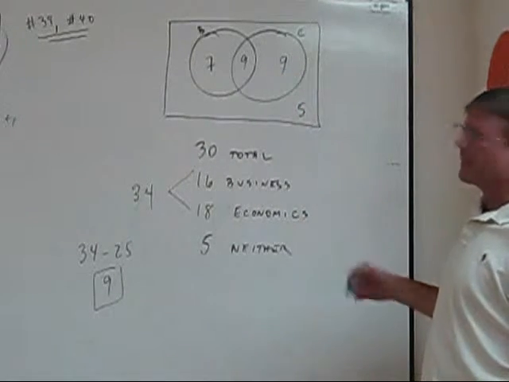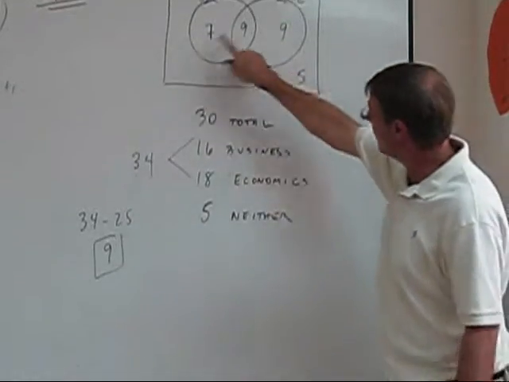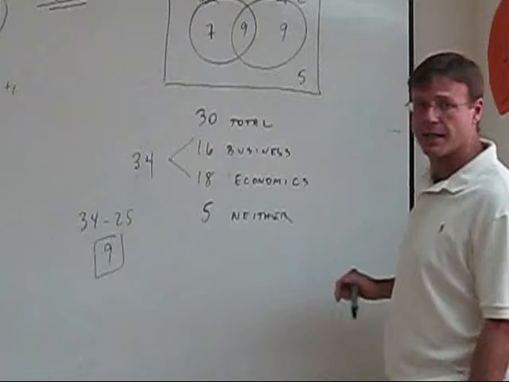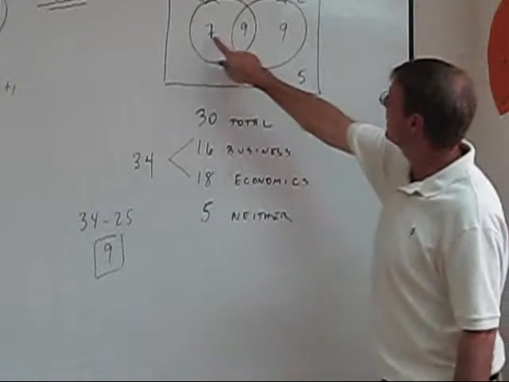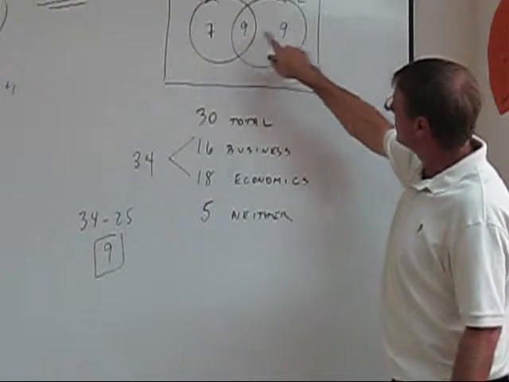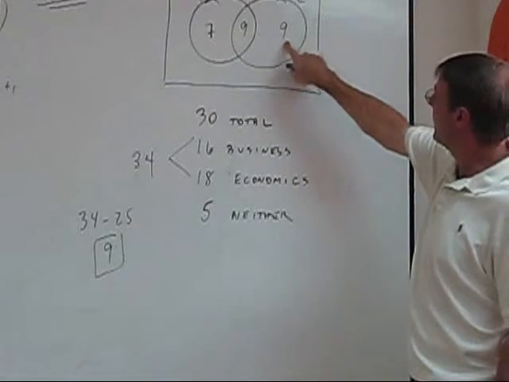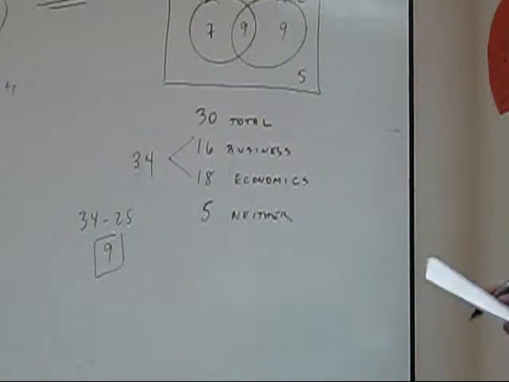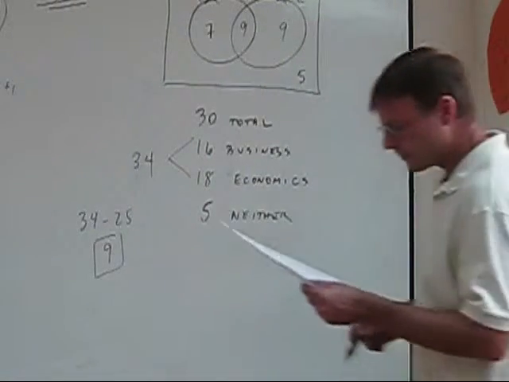Now if you add that up, that should add up to 30. You should be able to add up all those numbers. Before you start the problem, make sure you add all these up and make sure they add up to 30. Okay? 7 plus 9 is 16. 16 plus 9 is 25, plus 5 is 30. So we've got all the numbers matching up. Now we can answer the probability questions.